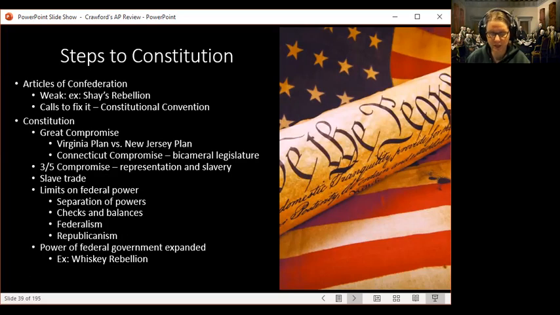They were ignored, so Daniel Shays got 1,000 men and he headed to the town arsenal. The government was too weak to put it down. They ended up having to hire a private militia to stop his advancement, and it proved we need revisions. So there was a call for a constitutional convention. And in the end, the Articles will be replaced by a much stronger federal government under this Constitution.